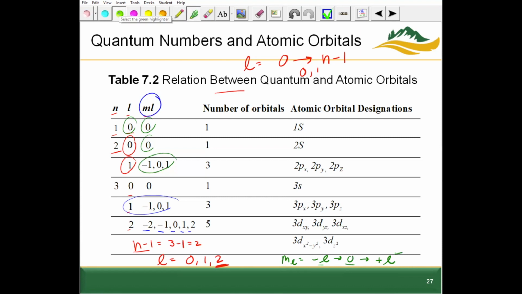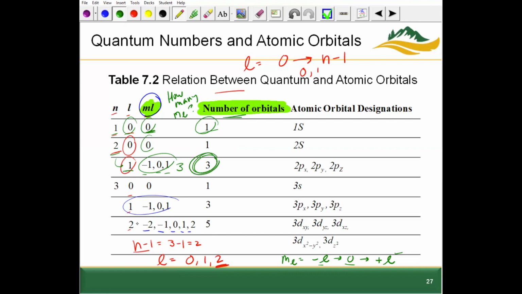To connect this to the number of orbitals, the way you want to look at the number of orbitals is based on how many possible M sub L values there are. For n equal to 1, L equal to 0, M sub L can only be 0. That's only one possible orbital, so there's one orbital. For n equal to 2, L equal to 1, let's do this case. M sub L can be -1, 0, or 1. That is 3 possible options. The number of orbitals there then is 3.